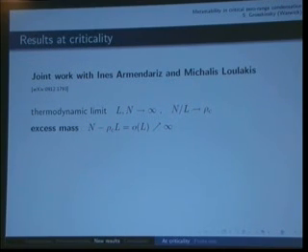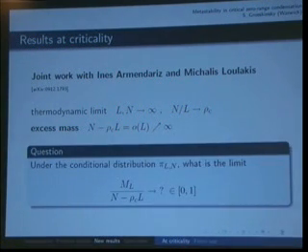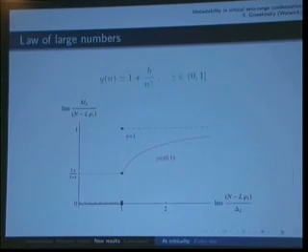Then we want to investigate on what scale this maximum shows up and carries a non-zero fraction of the mass. So the question is the maximum occupation number divided by this excess mass. What is this ratio converging to? The answer is given in this picture, basically. That's, say, a law of large numbers for this ratio.